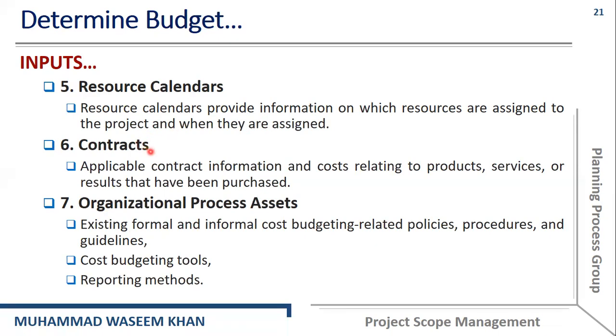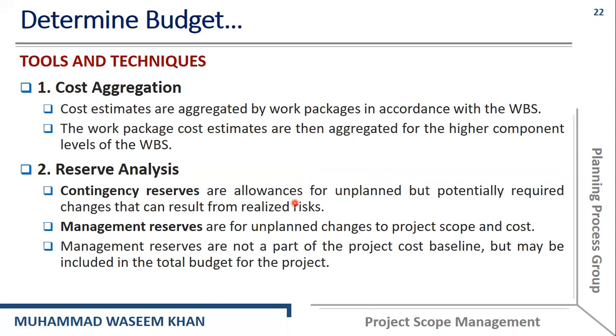Then we have contracts. Contracts are applicable contract information and costs relating to products, services, and results that have been purchased. So contracts are the contract information and the costs relating to the products, the services, and results that have been purchased. Then we have the organizational process assets, and we were done with the organizational process assets in the previous lectures.